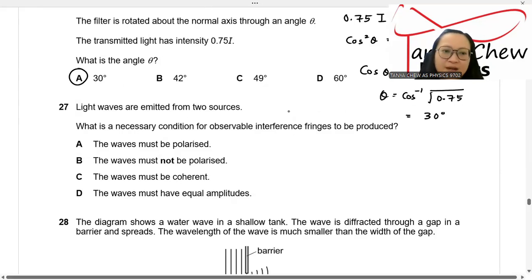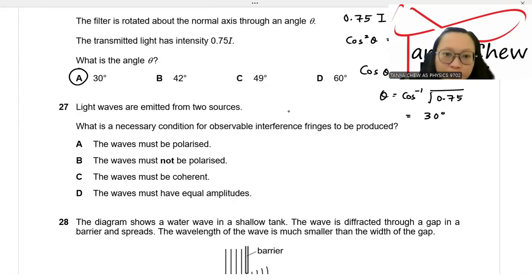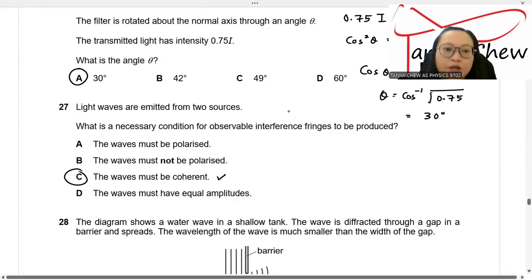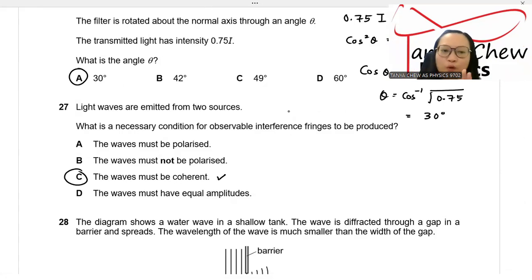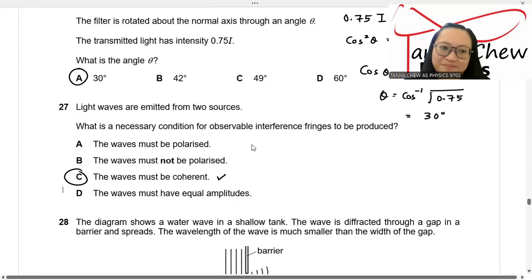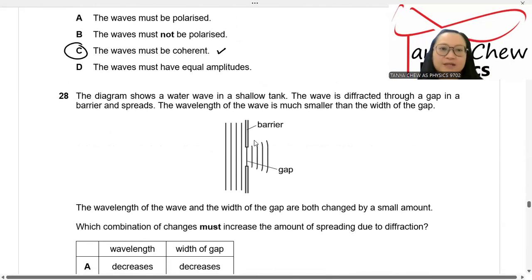It doesn't matter. C, the wave must be coherent. This is very, very true in order for you to see the observable interference fringes, right? D, the waves must have equal amplitudes. If the waves have equal amplitudes, you could see the clearest contrast of bright and dark fringes, constructive and destructive interference.